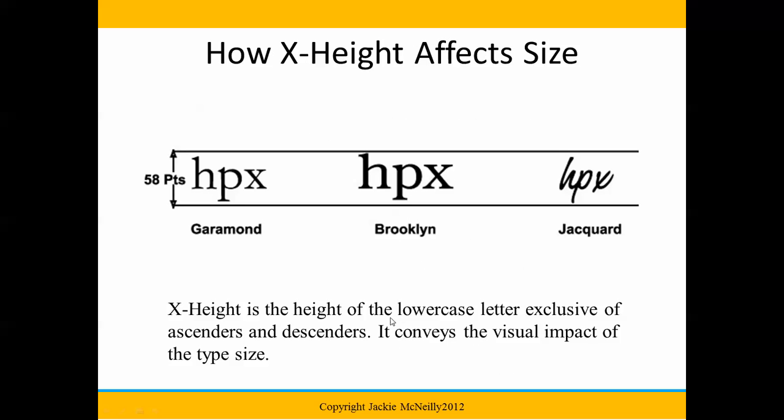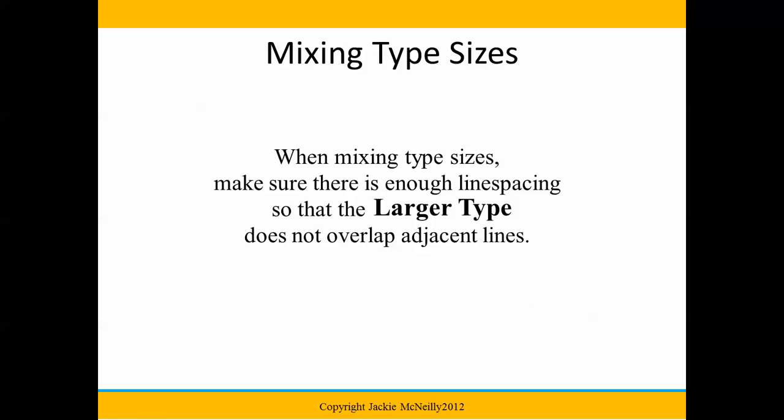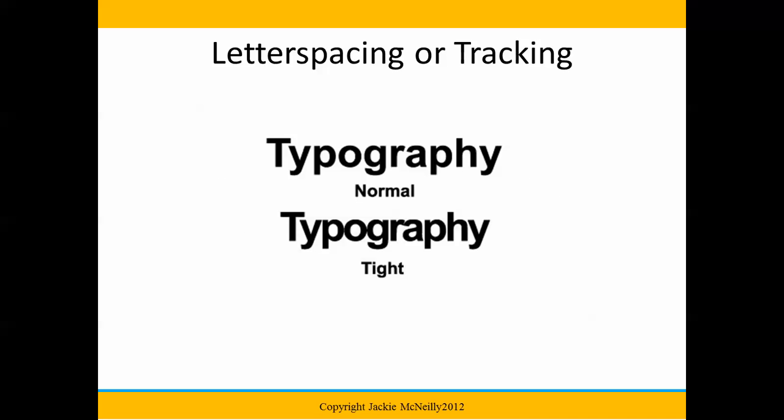Okay, so X height also affects type. And you can see these are all 3 of these 58-point type. But because their X height is different, one appears smaller than the other. Now, when mixing type, make sure that you have enough leading so that the lines aren't overlapping.